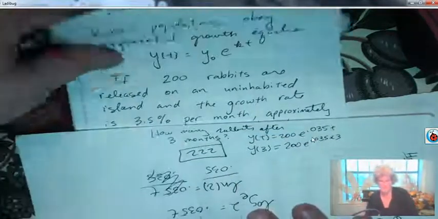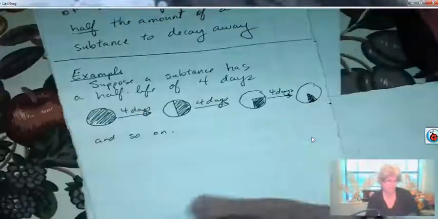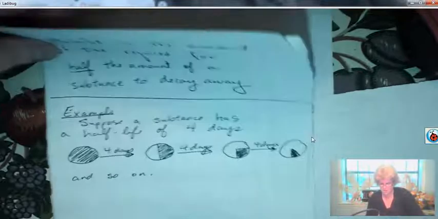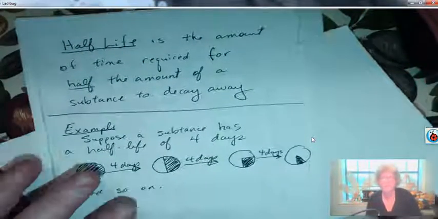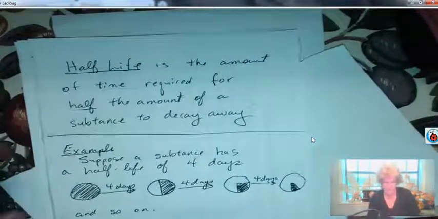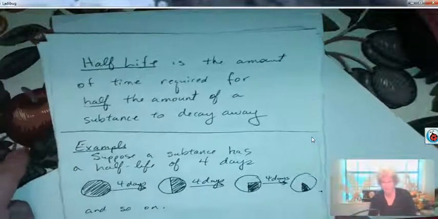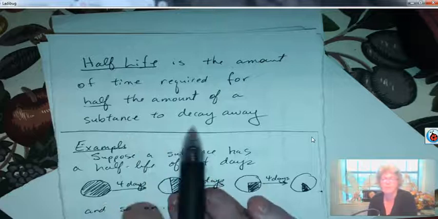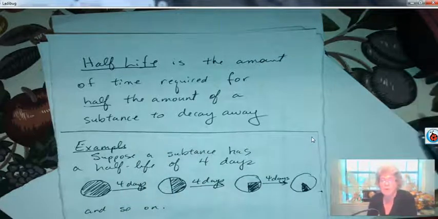Okay, so I hope we're seeing the similarity to continuously compounded interest problems. All right, now what if we have a decaying substance and we're asked something about the half-life? What is half-life? Half-life is the amount of time required for half the amount of the substance to decay away if you have a deteriorating substance.